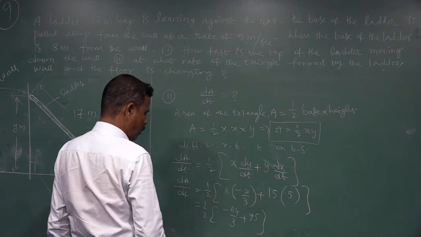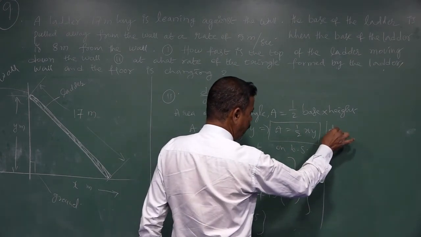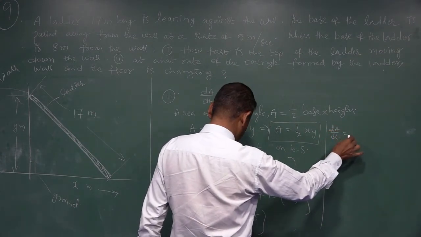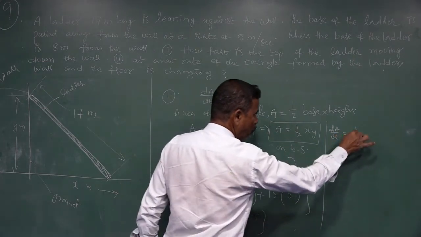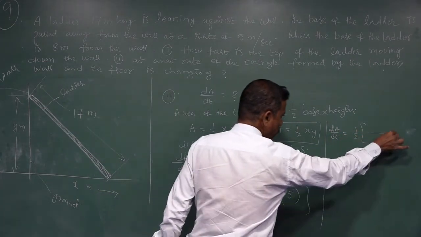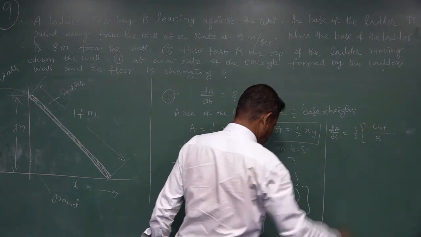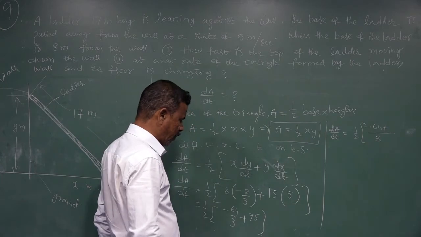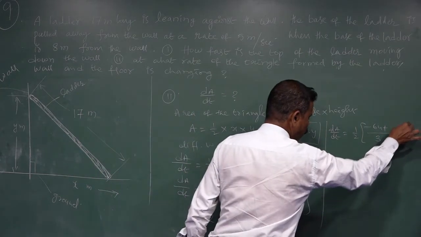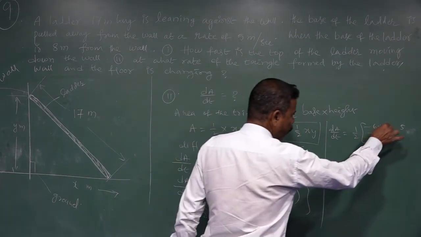After this, on calculation, dA by dt is equal to half into, taking the LCM 3, minus 64 plus 3 into 75. 3 5s are 15, 3 7s are 21, plus 1 is 22, so 225.